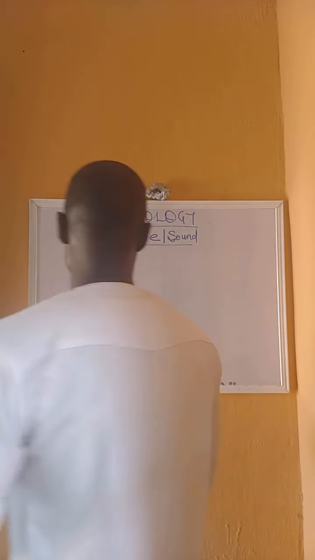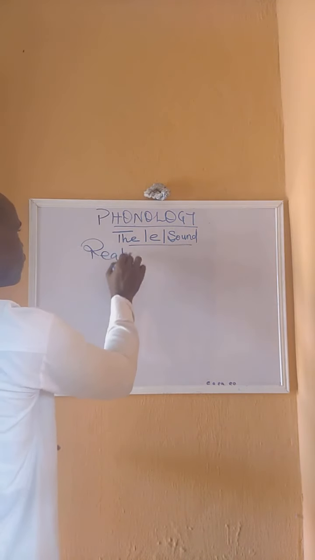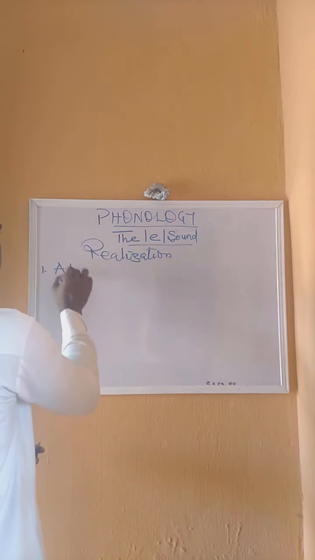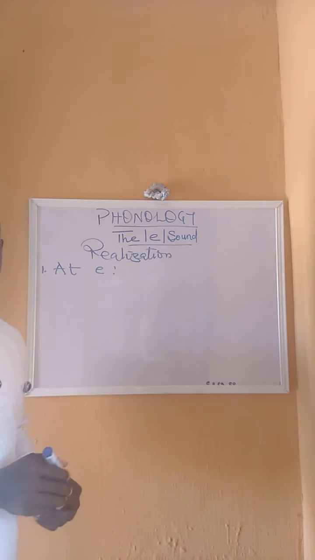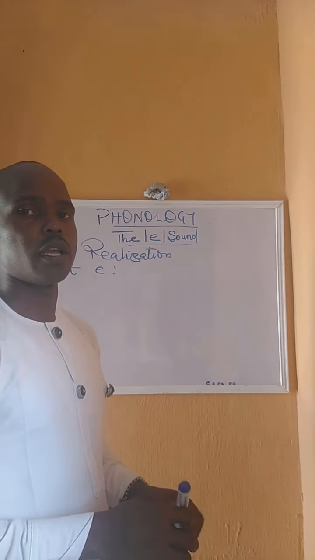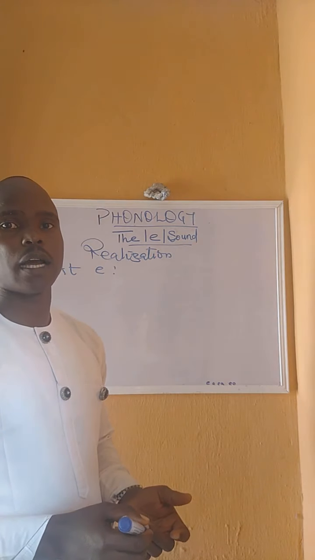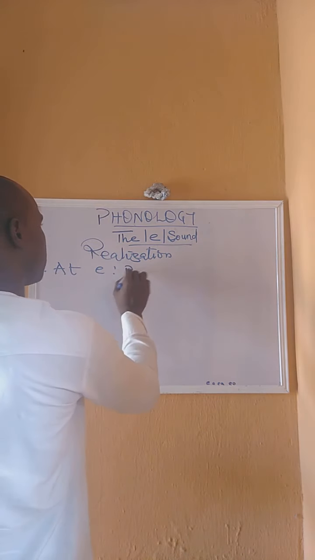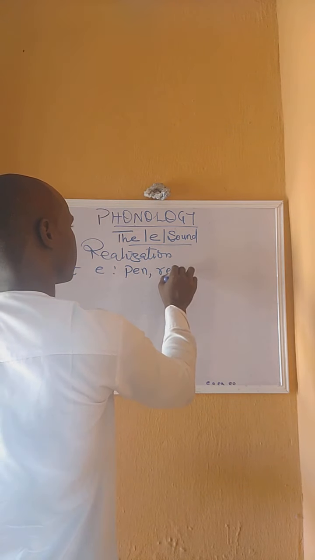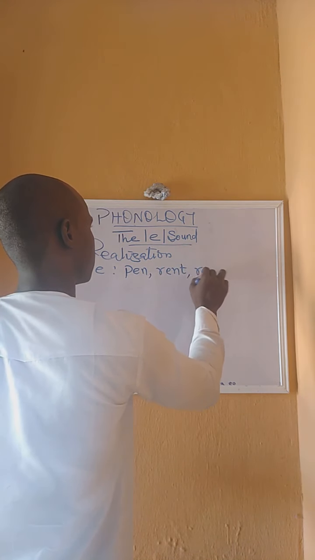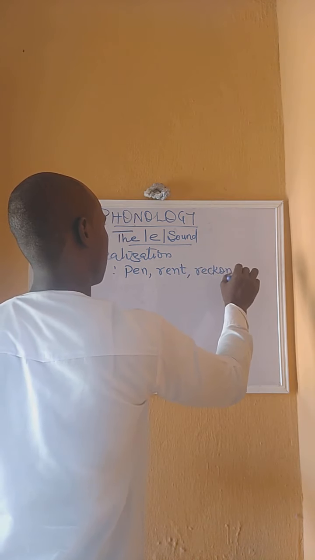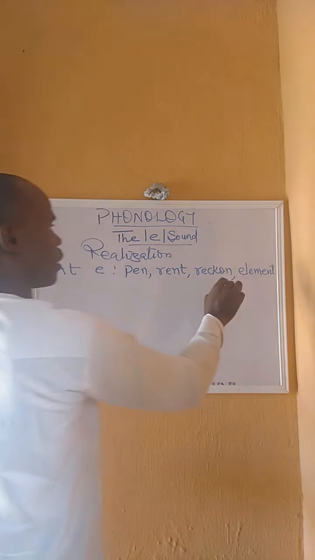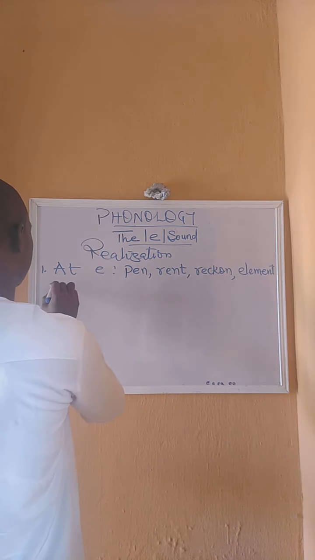Some realizations we have are, number one, at E. That is, when you see E in a word, let's see some examples of words where the air sound appears at letter E. We say, for example, pen, rent, reckon, element.